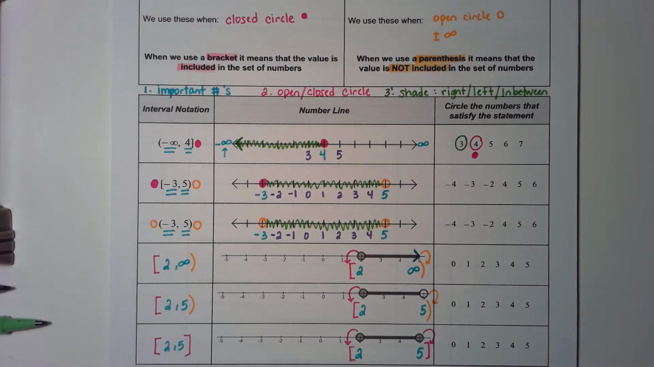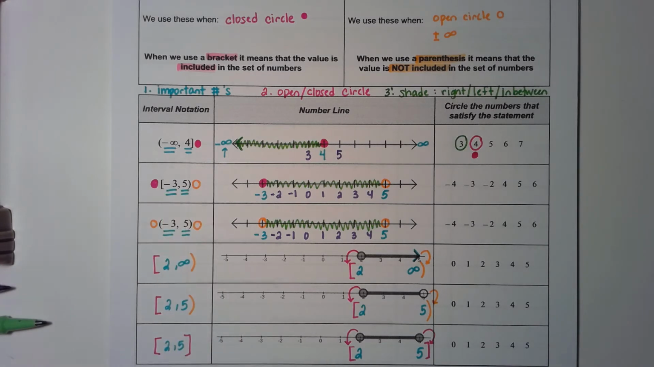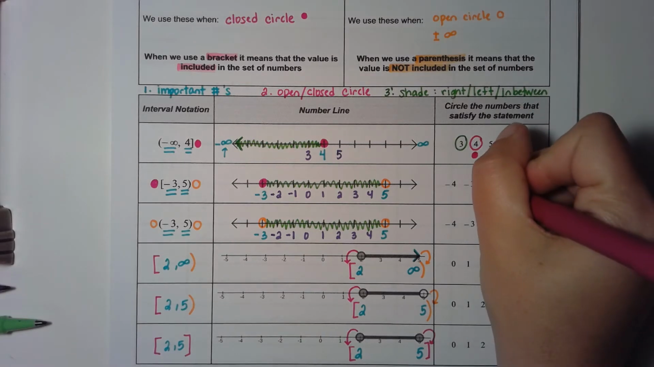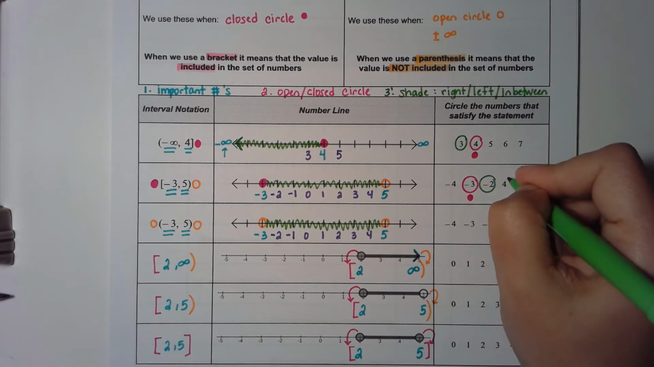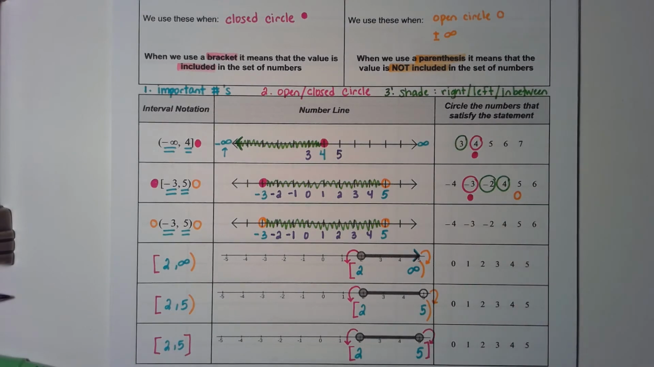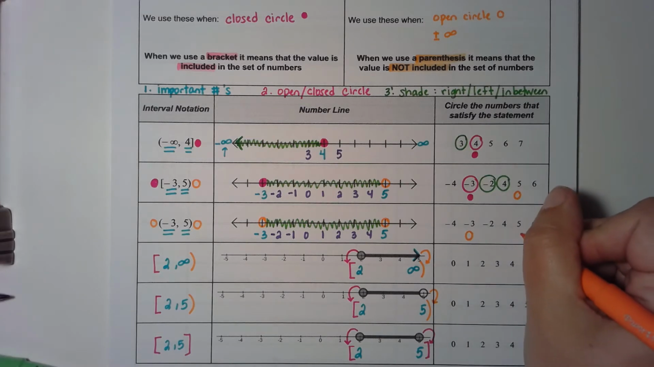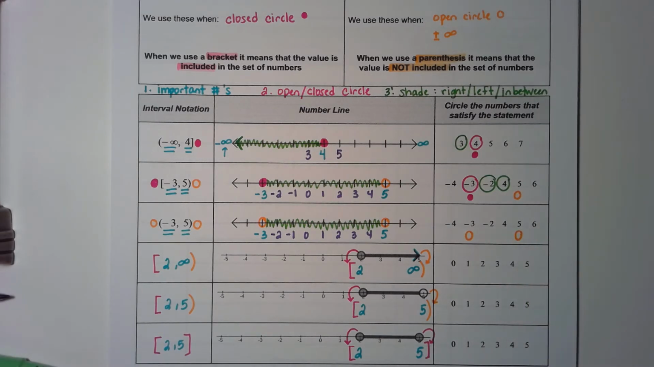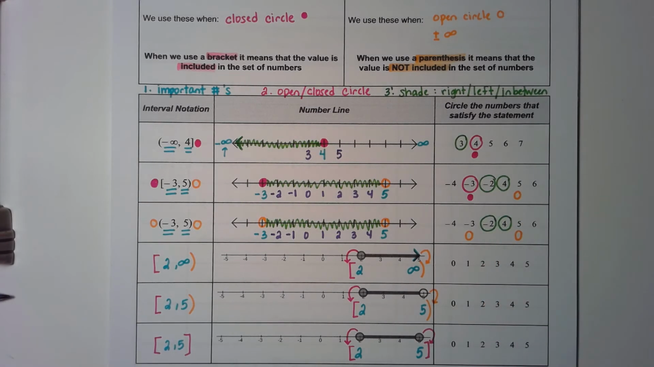In the next example, I want the numbers starting from negative 3 and ending at 5, but not including the 5, so don't circle the 5. So I would circle the negative 3 because that's a closed circle, and then I would circle the negative 2 and the 4, but I'm not going to circle the 5 because that's an open circle, so it's not included. It's like saying literally skip that number. That's why we didn't fill it in. For the next example, I'm not going to circle the negative 3 because it's an open circle, and I'm not going to circle the positive 5 because it's an open circle. I'm just going to circle the numbers that would be in between, which are negative 2 and 4.